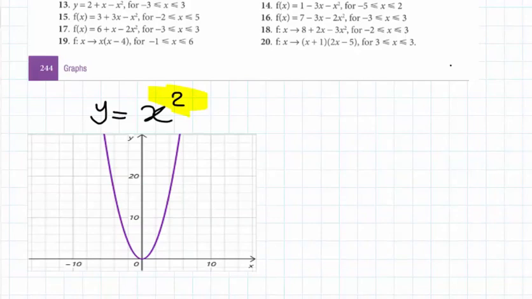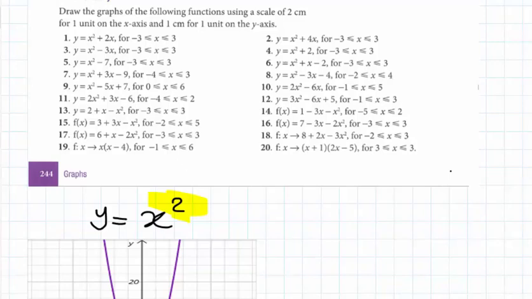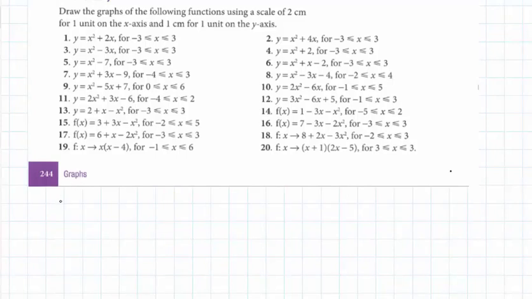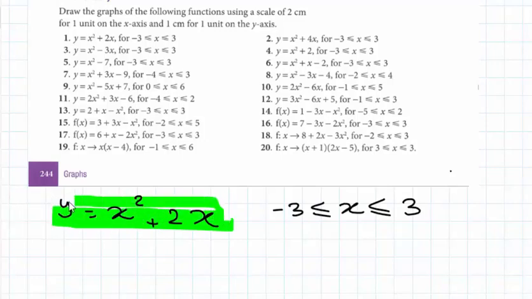Now, let's start with question 1. Just like drawing the graph of linear equations, for now we follow the table method. Question 1, the equation is y equals x squared plus 2x, and the x values that we pick must be between -3 and 3. Now let's draw the graph of this equation, from -3 to 3 on the x-axis.